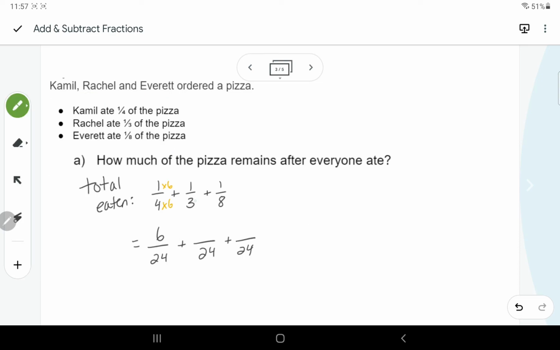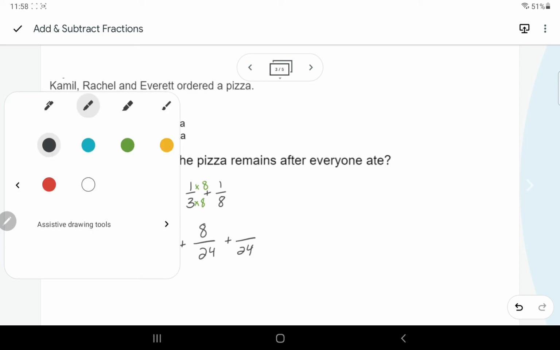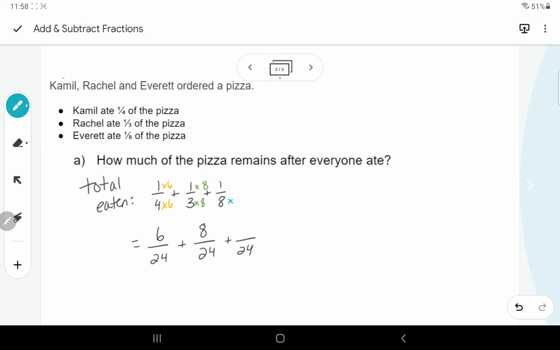Similarly, the 3, I would have to multiply that by 8 to get 24. And I'll do that on the top as well. And the last one, the 8, has to get multiplied by 3 to make it 24. So that would be 3/24. So the total amount eaten, 6 plus 8 is 14, plus 3 is 17 out of 24.